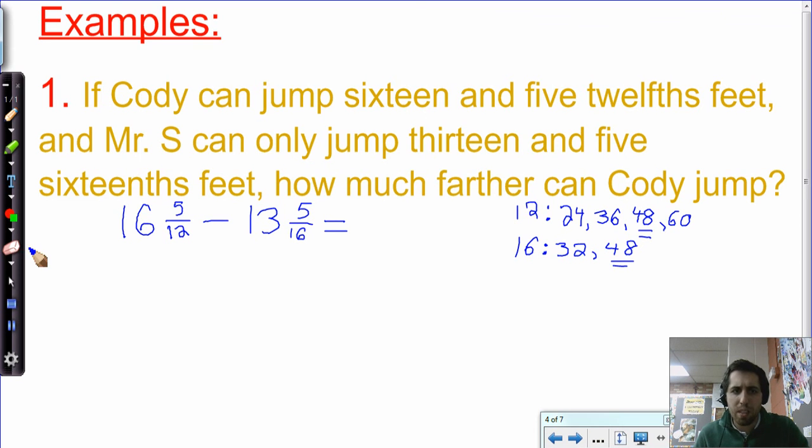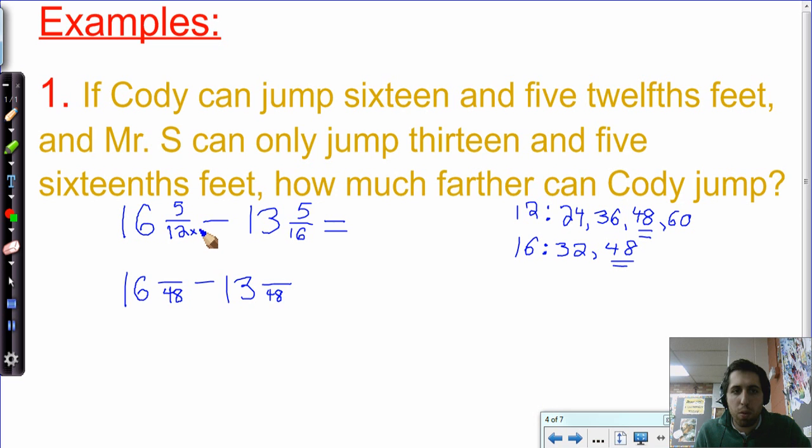So what we're going to have to do is create equivalent fractions that have that denominator. So 16 and 5/12 will now become 16 and some number over 48, and 13 and 5/16 will also become 13 and some number over 48. So again, we're just taking this last extra bit we have and cutting it up so that we have a like denominator. We want the same size pieces. Well, what do we multiply 12 by to get 48? Because remember, if we're making equivalent fractions, we need to multiply numerator and denominator by the same thing.